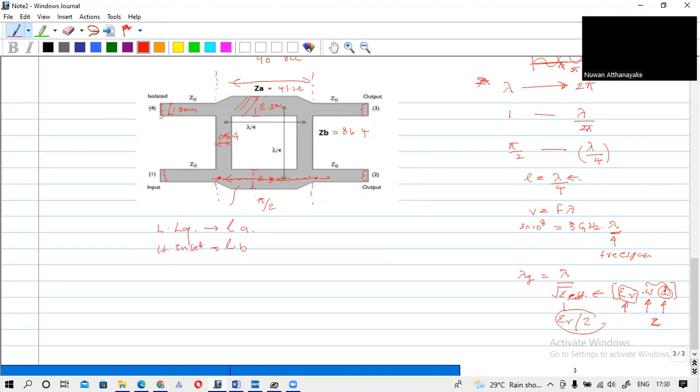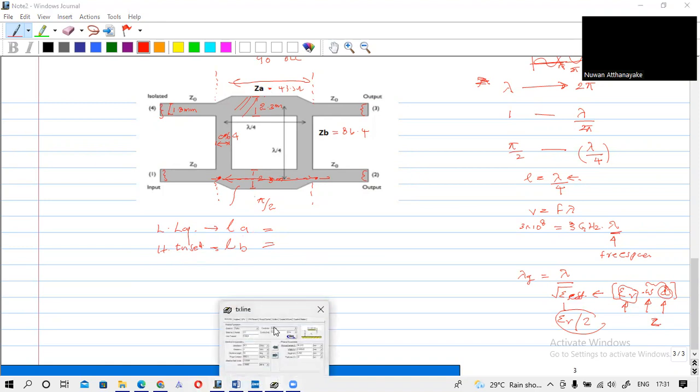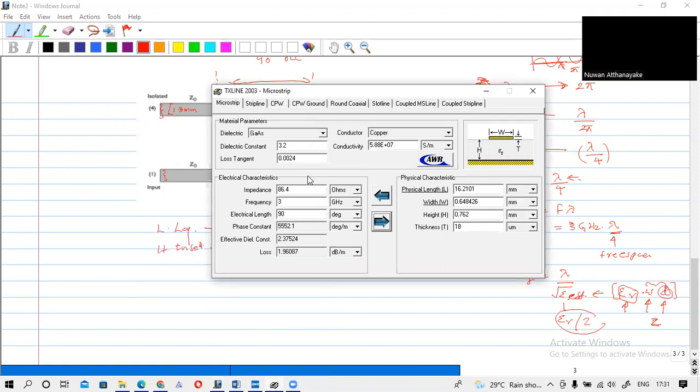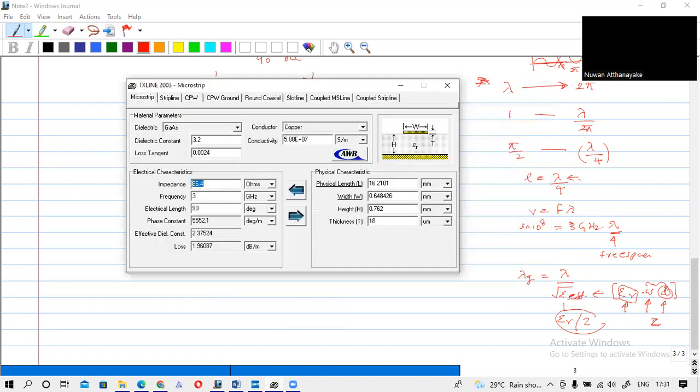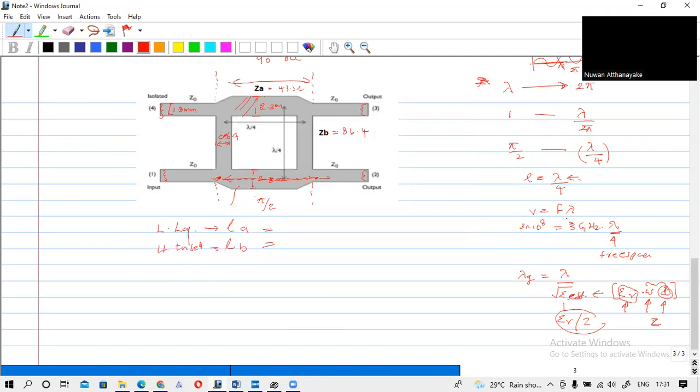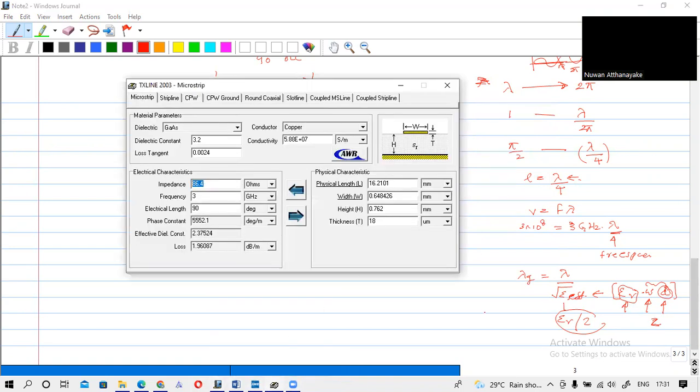Okay, so we can calculate these two lengths also using the transmission line, sorry, TX line tool. So here this is the high impedance. And I forgot to tell you that this lambda g is mainly dependent on frequency, because c equals f lambda. So this length also will depend on the frequency, so you have to put the frequency here.